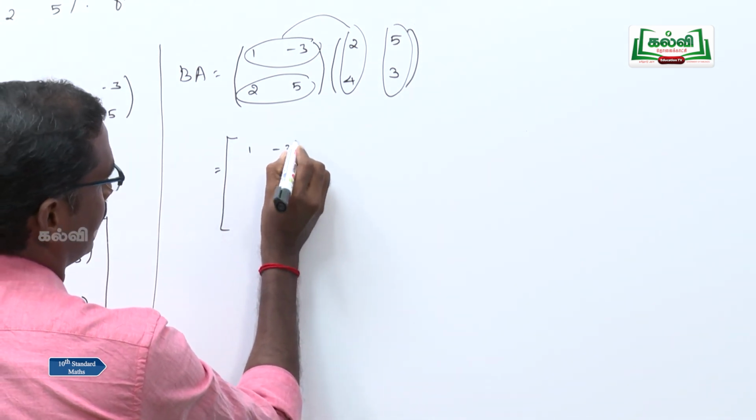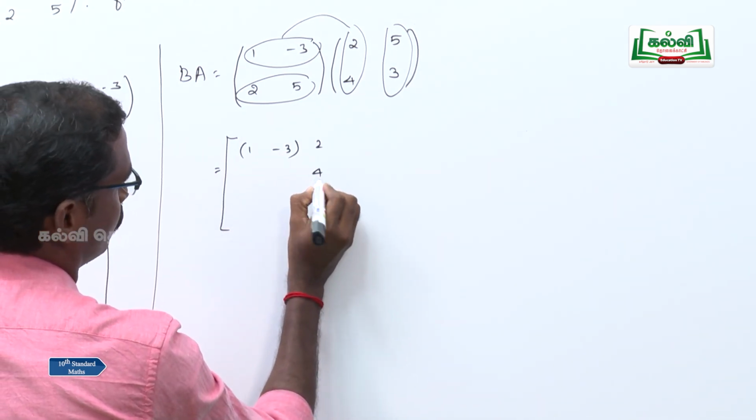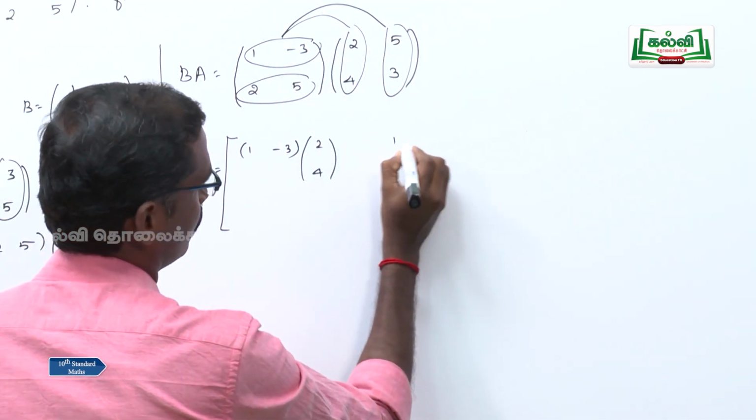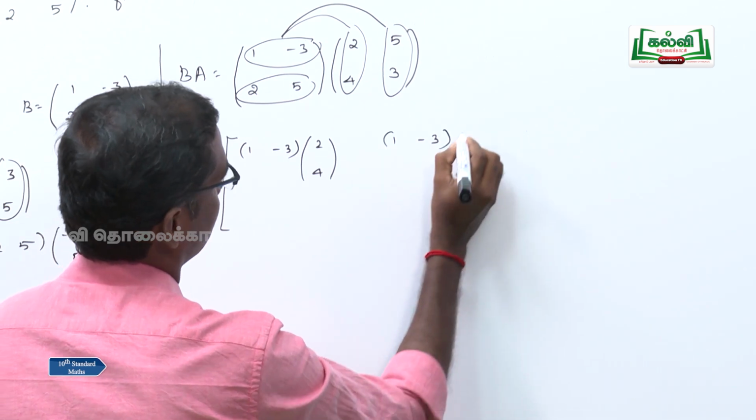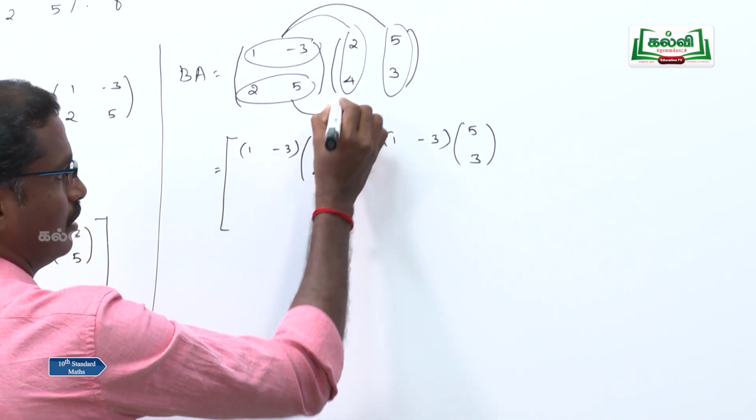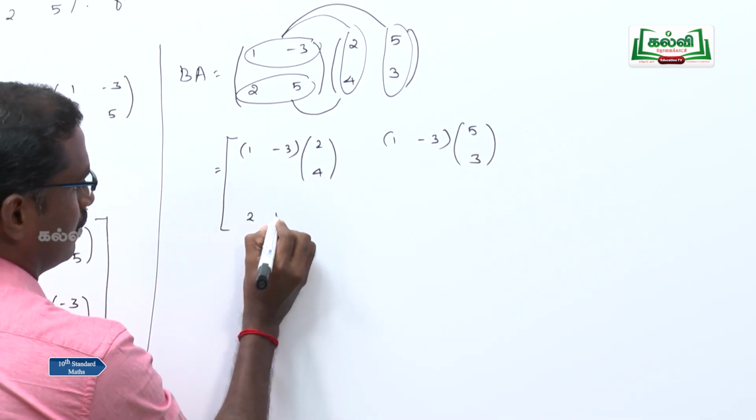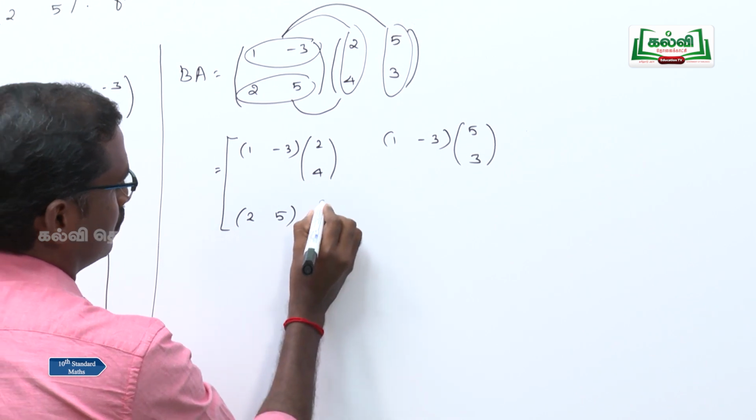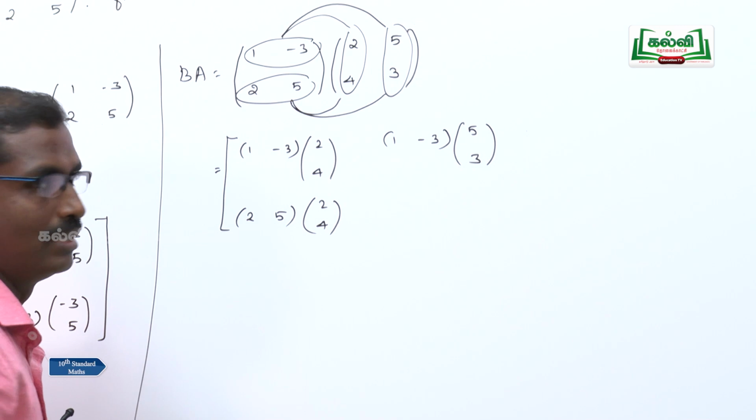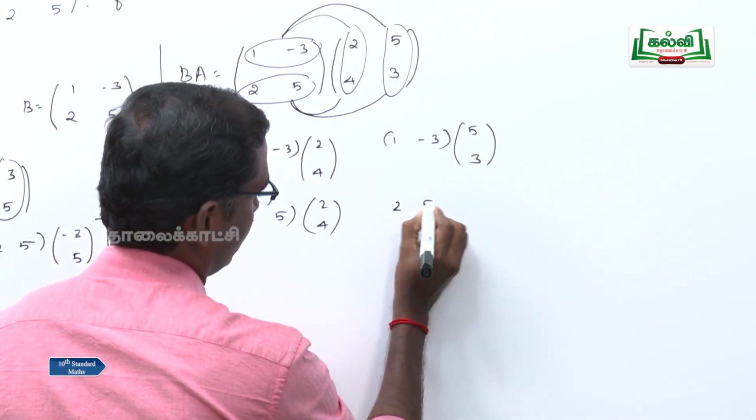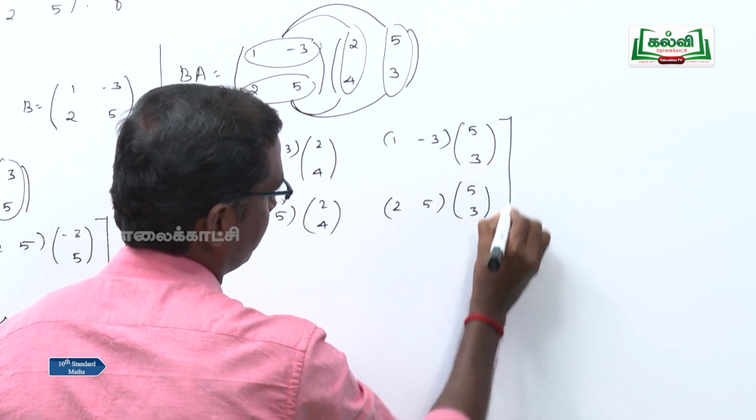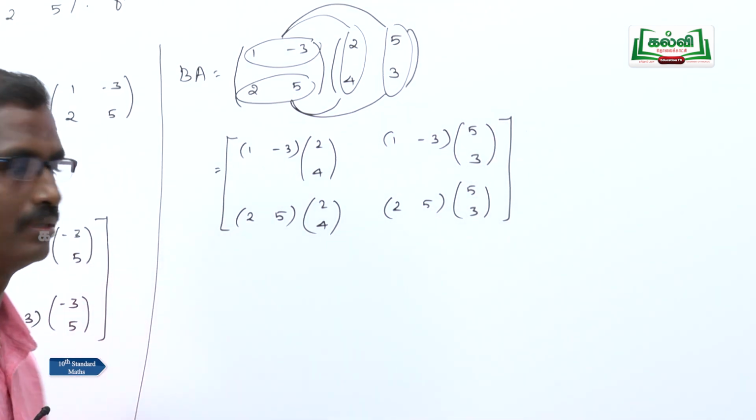1, minus 3, 2, 4. Second product, first row, second column. 1, minus 3 and then 5, 3. Third product, second row, first column. 2, 5, 2, 4. Last one, second row, second column. 2, 5, 5, 3. Write in multiple form. After that, you have to multiply.